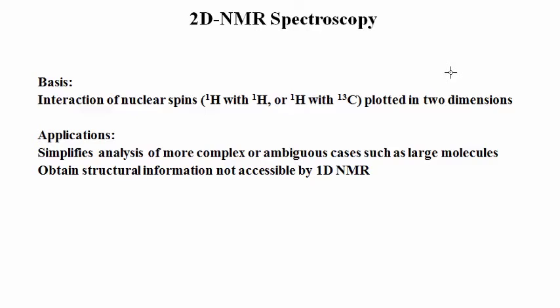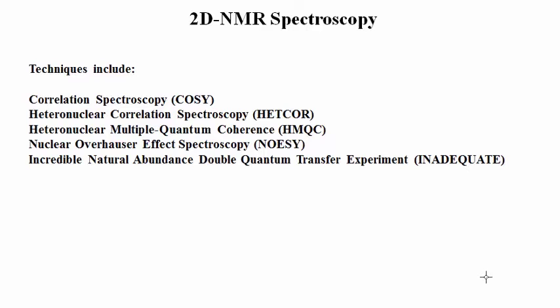And so plotting this information in two dimensions can simplify the analysis of complex or ambiguous molecules, specifically very large ones. And so this is often used with large protein molecules, for example. And that helps you get more structural information out than just traditional proton NMR or carbon-13 NMR spectroscopy. And there's really quite a lot of different 2D techniques. And so here are a couple listed. It's definitely not limited to this list.